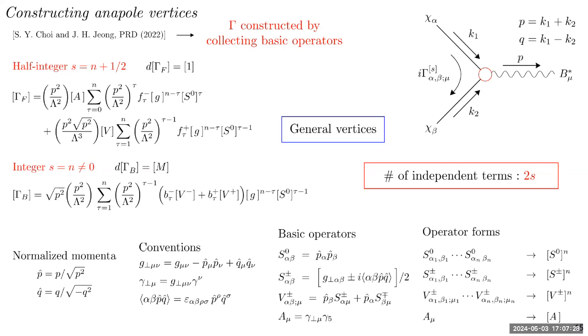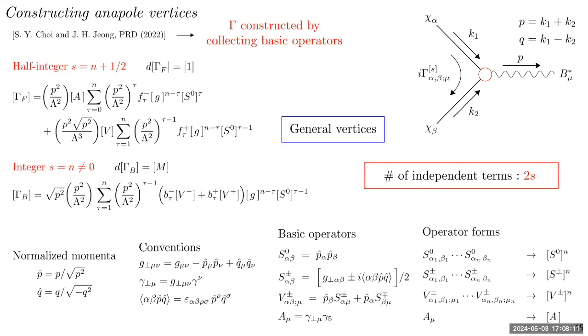And one of the most important points is that the number of independent terms is given by 2 times the spin value of the Majorana particle. We can count this number of independent terms very easily, but I'm not going to introduce how to count them. But counting the number of independent terms is essential to construct this general 3-point vertex, because the independent couplings correspond exactly to the number of independent terms, right?